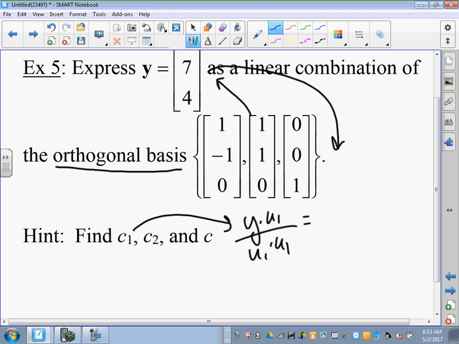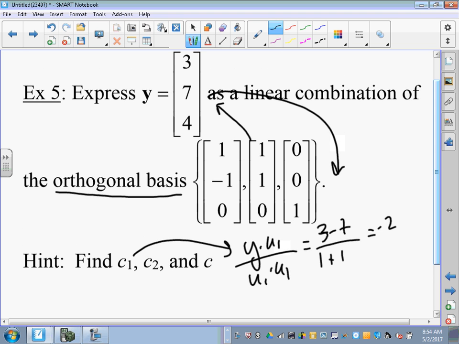Okay? And so y dot u1 over u1 dot u1 is going to be 3 minus 7 over 1 plus 1, which is negative 2. So maybe it's easier. You don't have to worry about row reduction if it's an orthogonal basis. Dividing dot products is a little bit easier than row reducing if you don't have a calculator. Are we good? That's a whole lot easier.